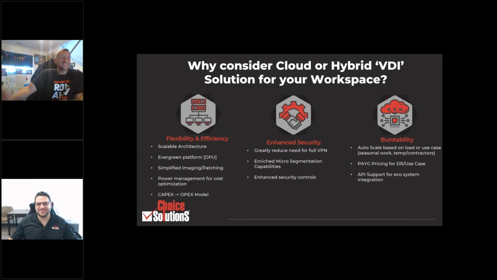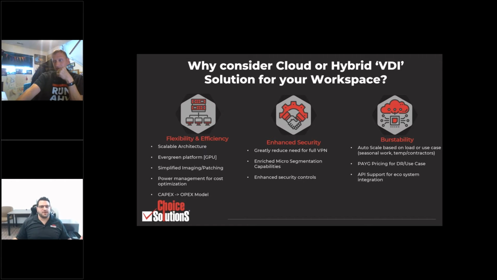All right, so first off, why consider cloud or hybrid for your VDI solution for your workspace? And we put VDI in quotes because that's what's used a lot in conversation, but in reality, VDI is just one delivery model. It's one method in your secure remote access delivery, so your secure workspace. VDI is virtual desktop infrastructure, but obviously there's apps, desktops, seamless apps, et cetera. So first step is flexibility and efficiency.